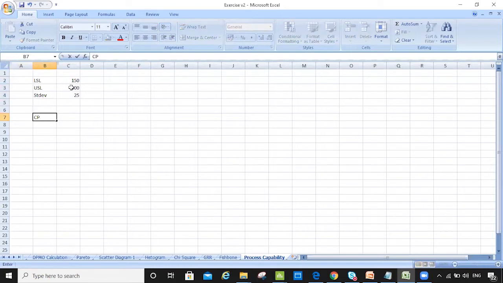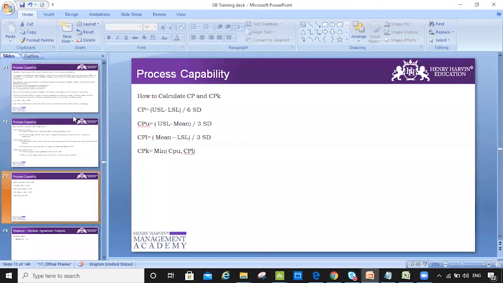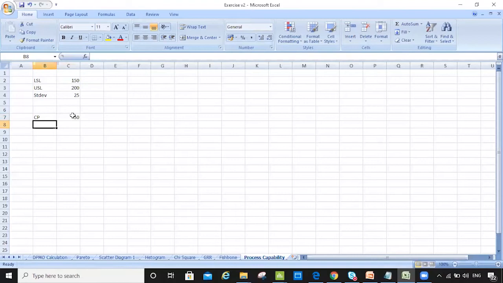As you know, CP says the inherent capability of any process by its design. That is what it means, the process capability by nature. So if you want to calculate CP, the formula says USL minus LSL divided by 6 standard deviation. If I multiply the standard deviation by 6, this is 6 standard deviation. So 50 divided by 150 is 0.3333, which is my CP here.